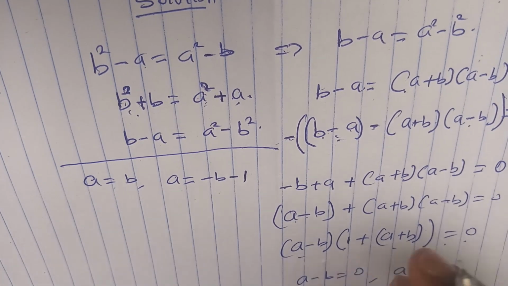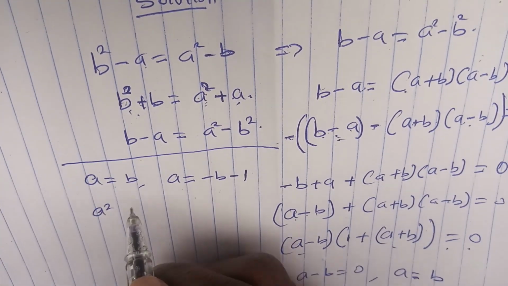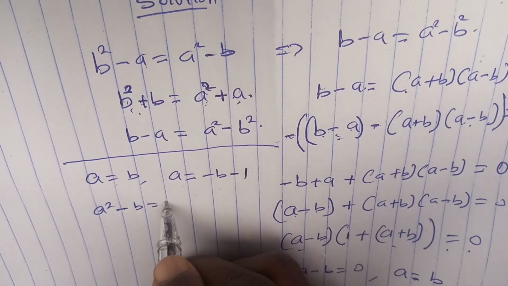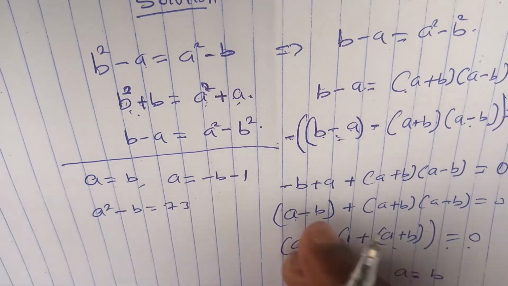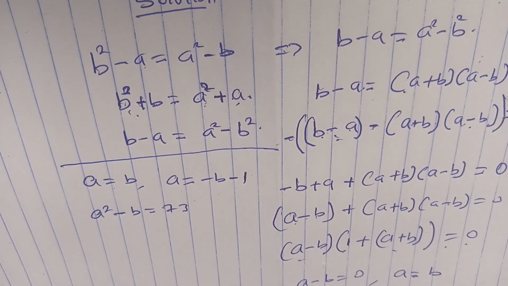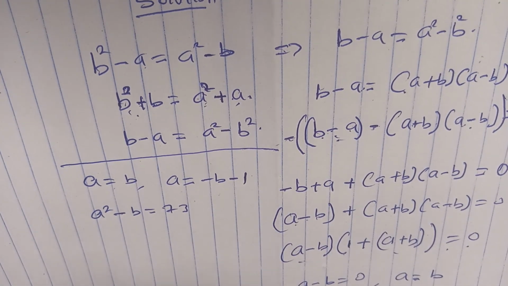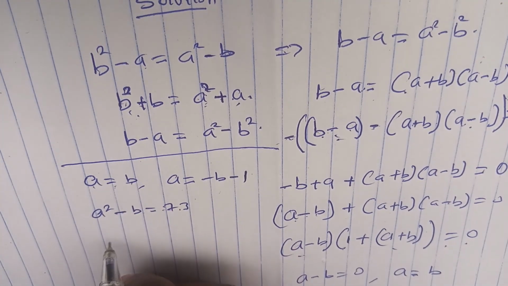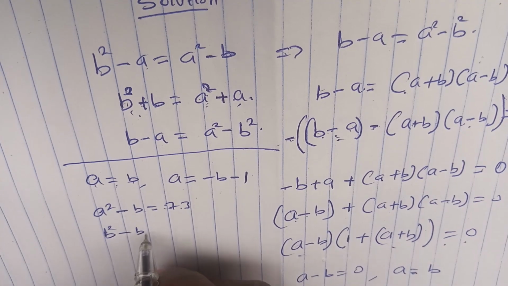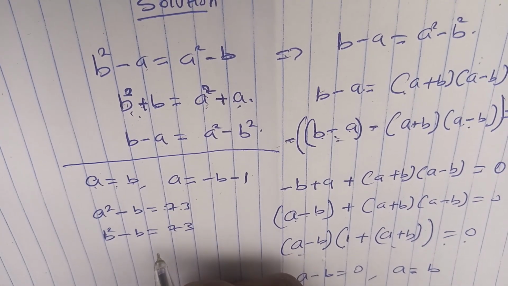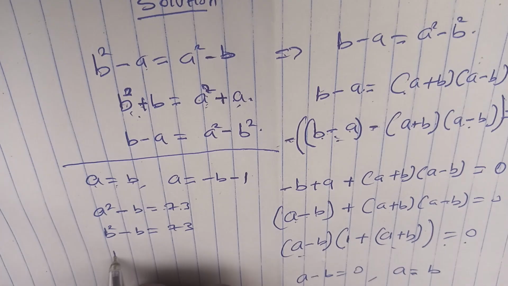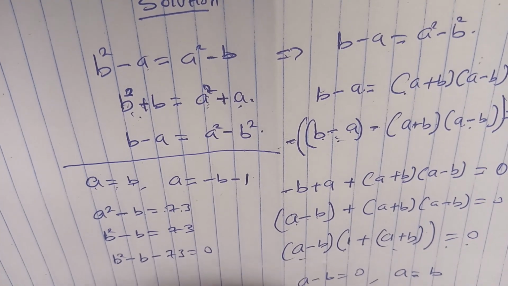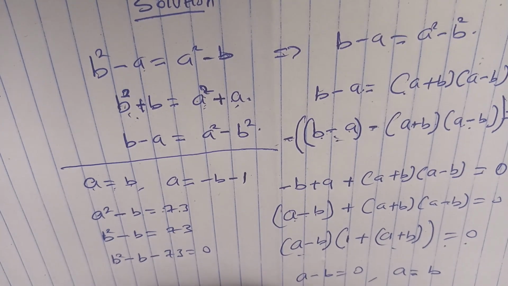So we said our a square minus b is equals to 73. Okay, a square minus b is equals to 73. Therefore our a is equals to b. So you can simply say b square minus b is equals to 73. So we've gotten this, we can say b square minus b minus 73 is equals to 0. So we are now having it as a quadratic equation.